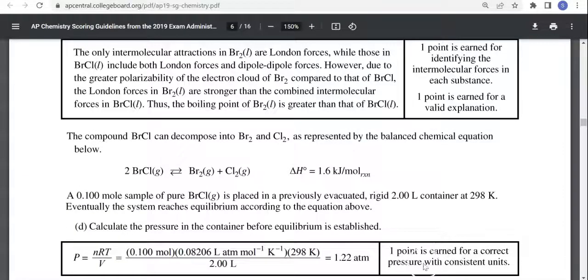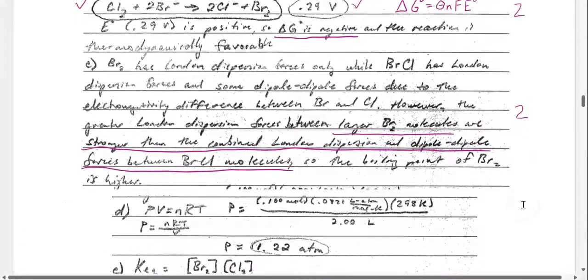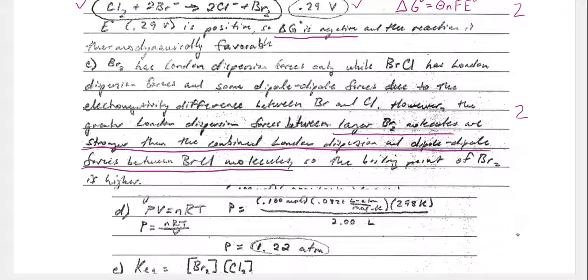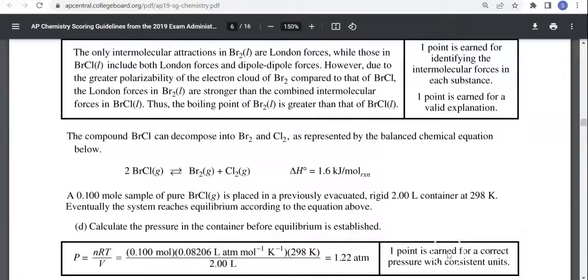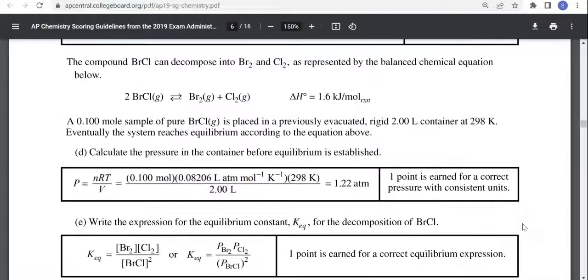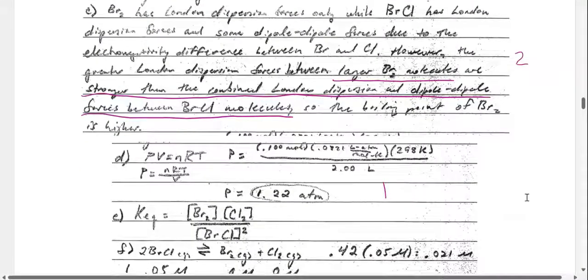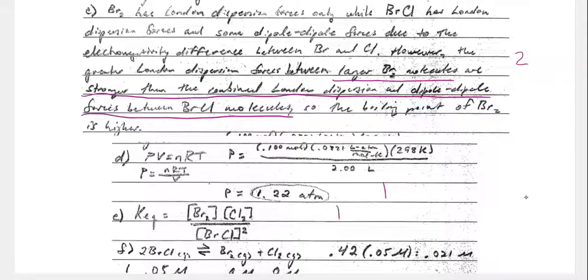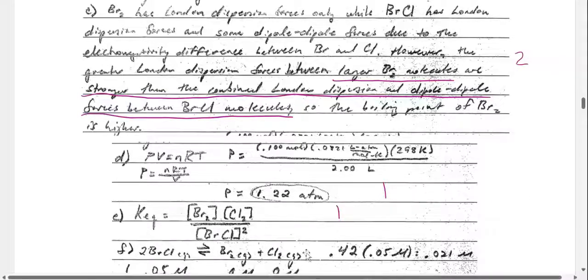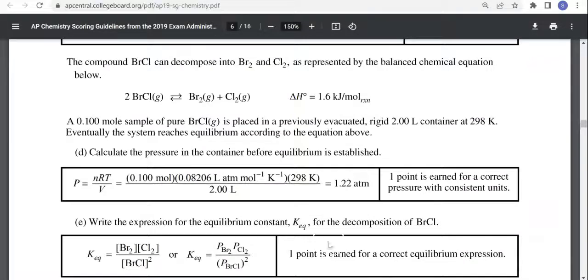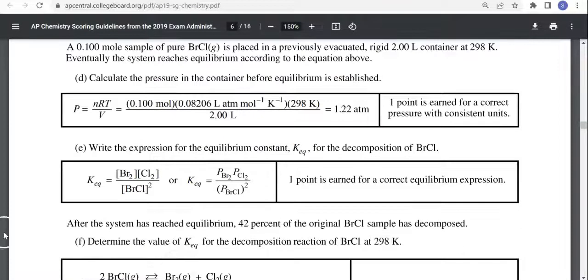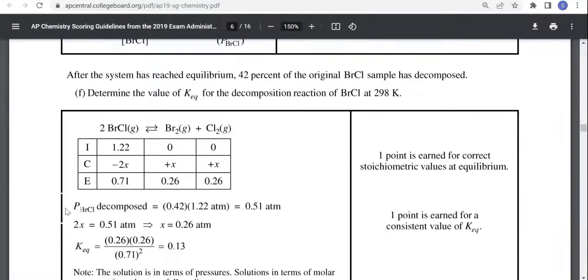Okay, D was calculating the pressure using the ideal gas law. Okay, they did that, 1.22 atmospheres. That's the correct answer. E was writing the K expression. They did that using concentrations, which is fine. And that's correct. And then F, calculating the value of K.